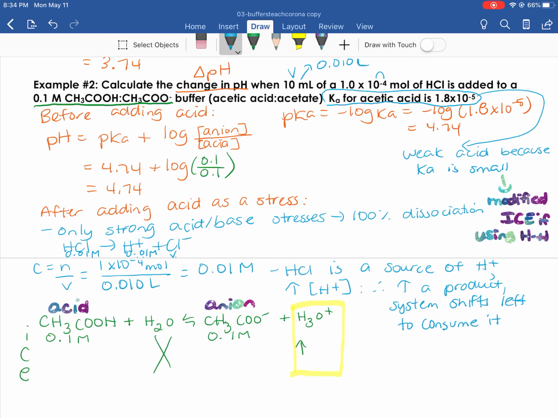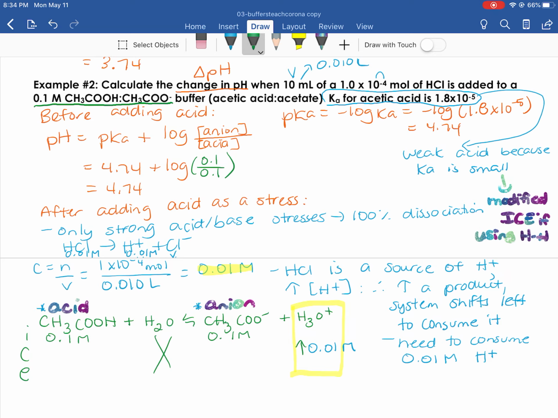We know how much we need to use up. How much H plus do we need to use up? Well, we need to use up this much. Okay, and again, it doesn't really matter what the H3O started with or what it's going to end up with, because all we care about is the acid and the anion when we are doing the Henderson-Hasselbalch equation.